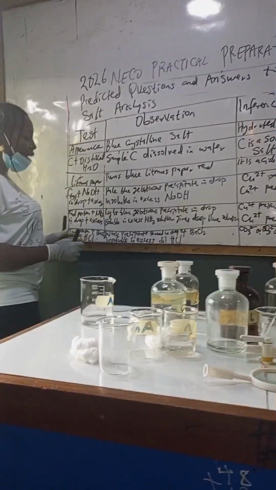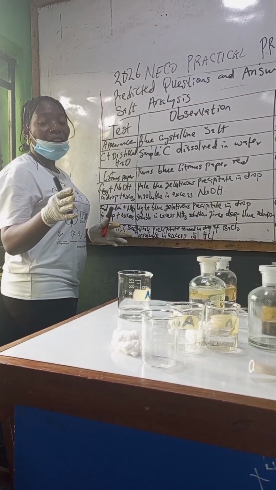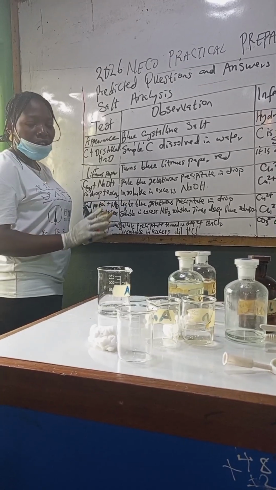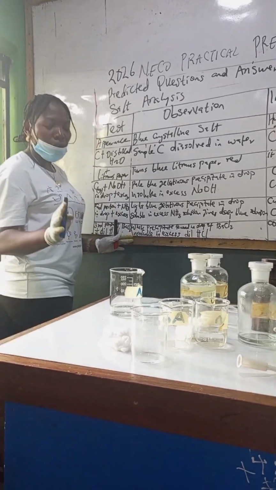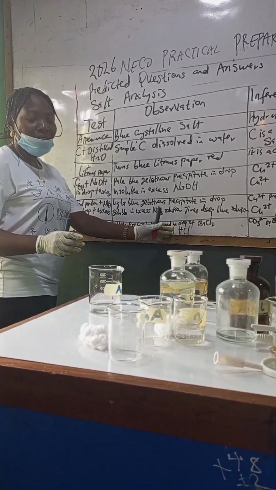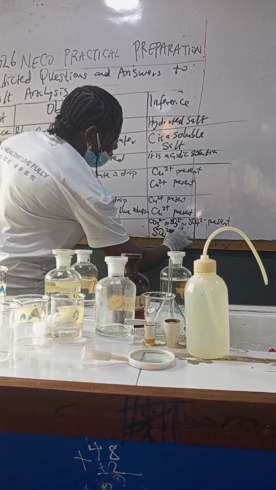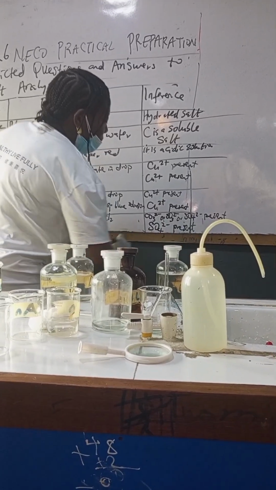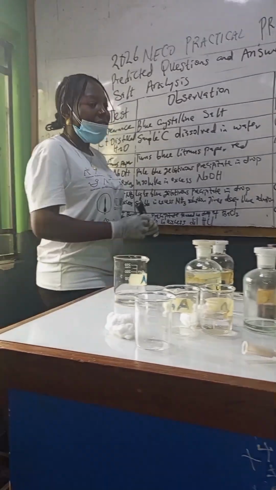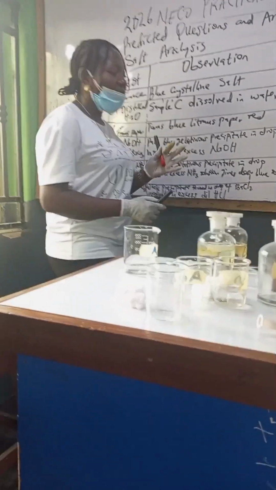Then plus dilute HCl. On addition of dilute HCl, the precipitate did not dissolve. Insoluble in excess dilute HCl. Under that one, your inference should be SO4 2 minus present. So this is the end of the qualitative analysis.